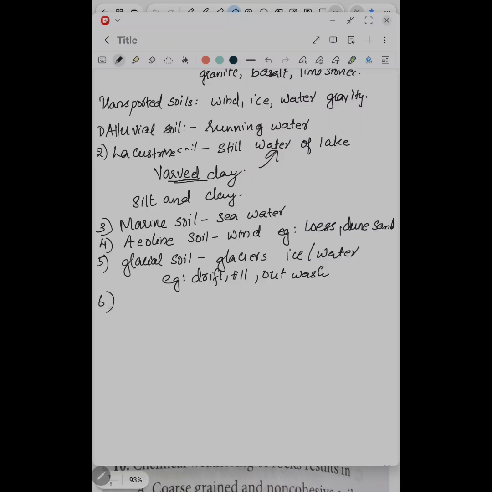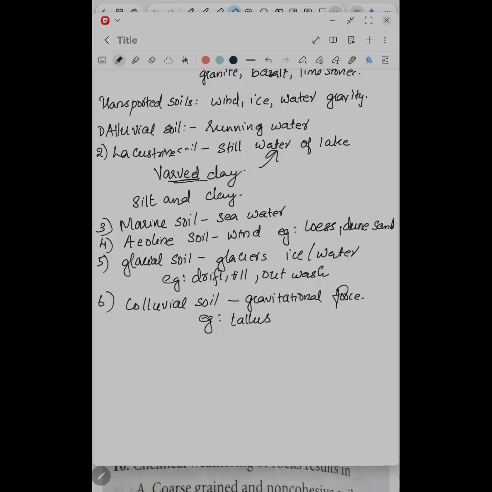Then the sixth one is colluvial soil. Colluvial soil, these are due to the gravitational force, or by gravity. So we can call it colluvial soil. So example for colluvial soil is talus. So examples are very important.